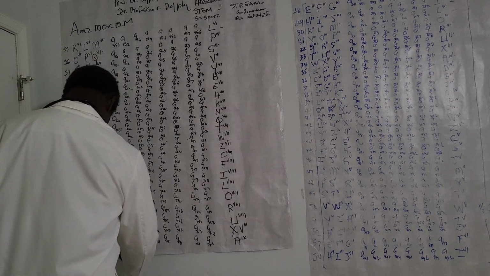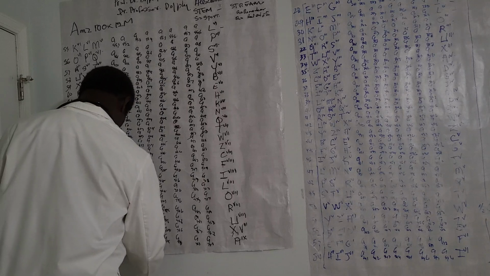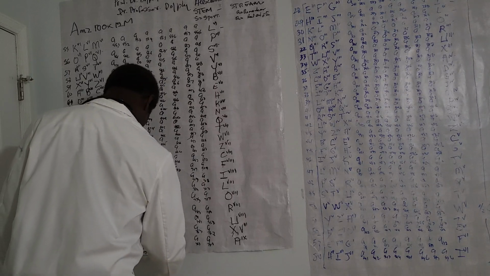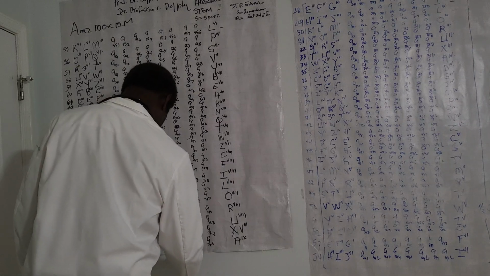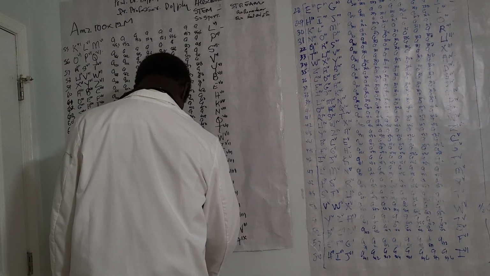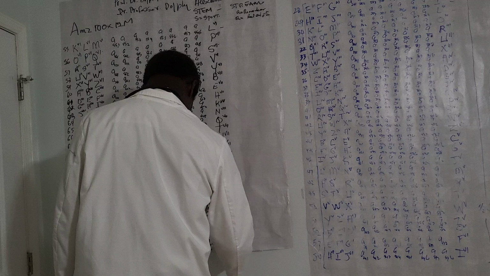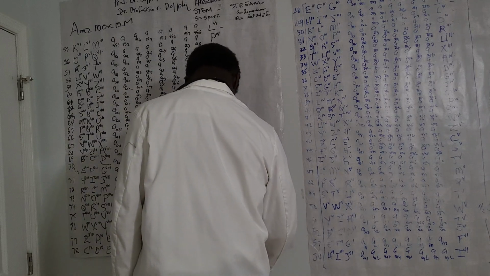So we have now A 78 1, A 78 2, A78-3, A78-4, A78-5, A78-6, A78-7, and A78-8. And this will be now DIX.